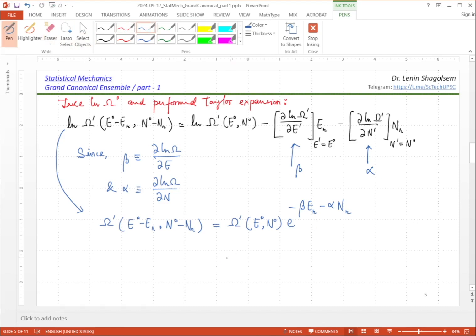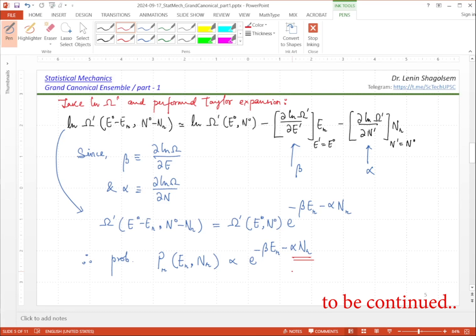So therefore our probability p of r, of the system to be found in the particular energy state defined by E r and the number N r, is now proportional to e to the minus beta E r minus alpha N r. You see, now we have this additional term of alpha N r appearing in the Boltzmann factor, for allowing the number of particles to vary, or for allowing the system to exchange particles and energy with the surroundings.